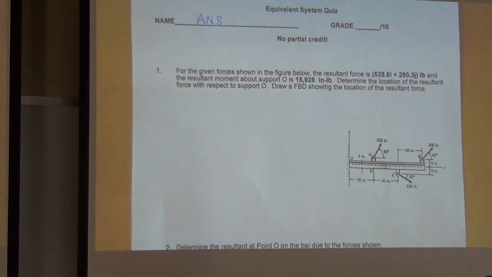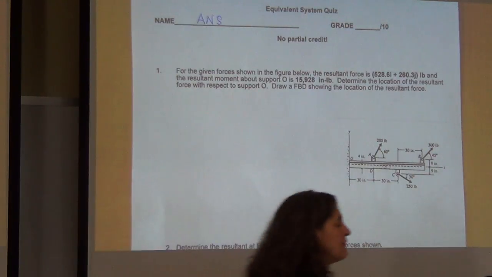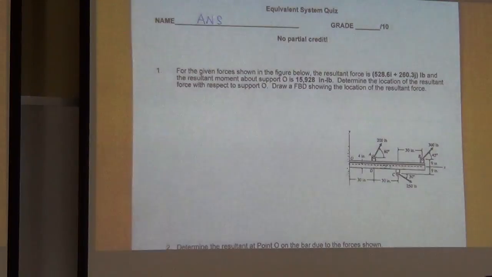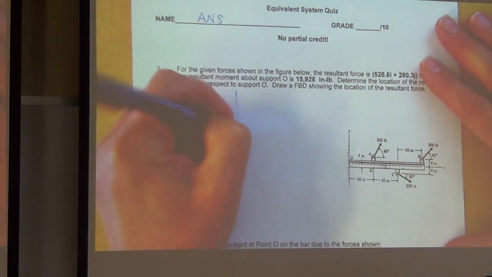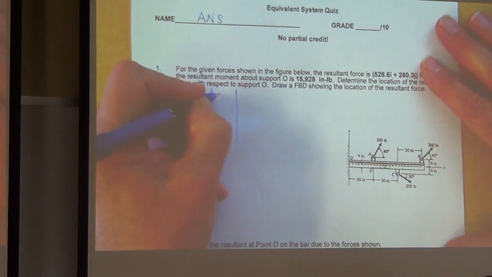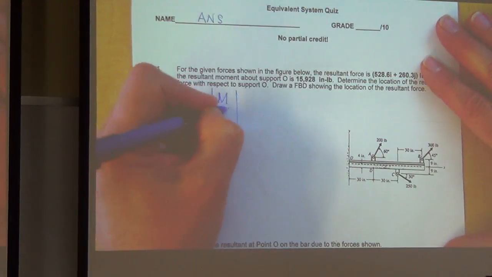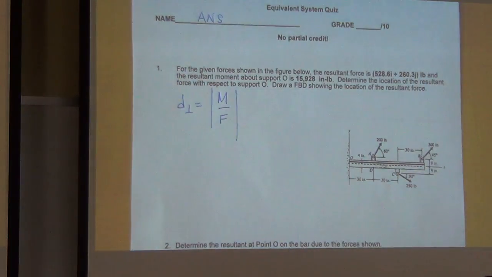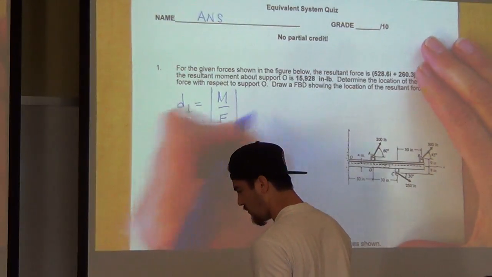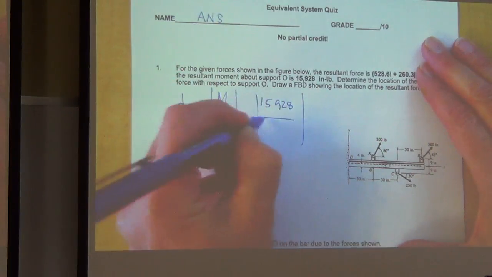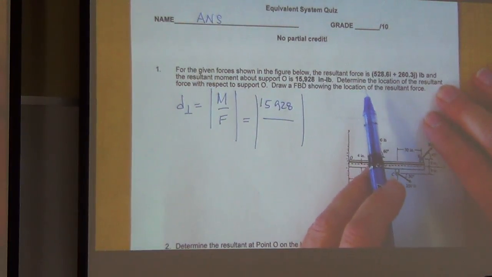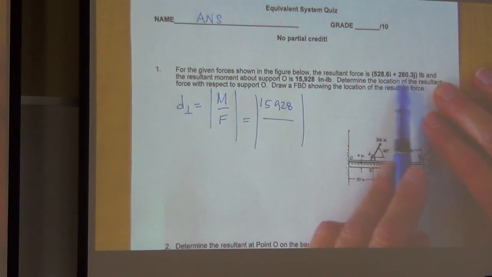If it's a force location problem, what's the next thing we need to do? Daniel. Find the perpendicular distance. So how do we find the perpendicular distance? What is it equal to? The moment divided by the force. So what's our moment here? 15,928, right? Inch pound.